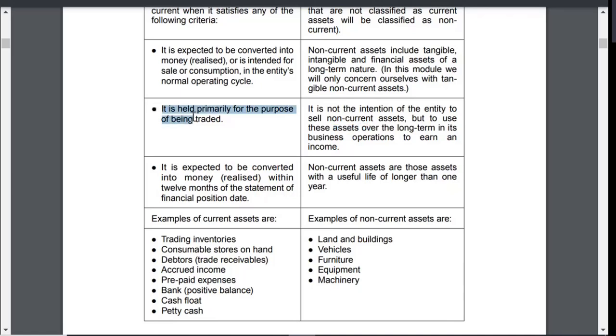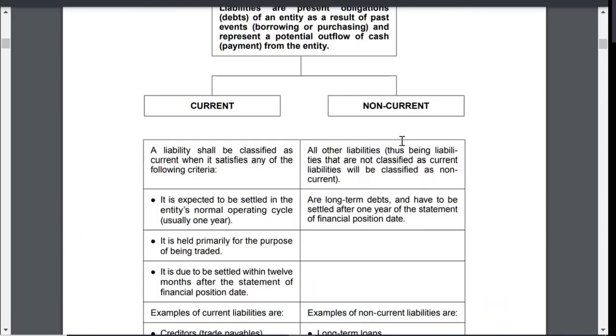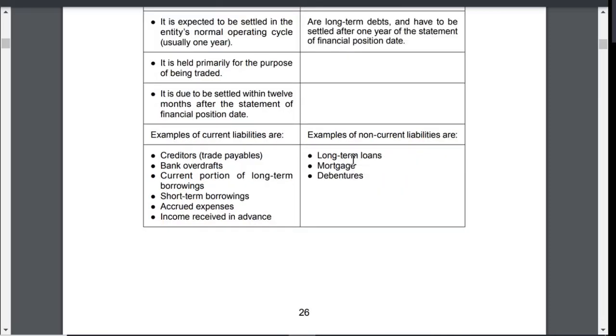So in this example, the current asset will be your bank account. The non-current will be your ladder and your toolbox. That will be an example of your non-current asset. The current liability here will be your creditor, Big Builders, and the non-current will be that long-term loan that's over 60 months. Long-term loan, mortgage, and debentures.